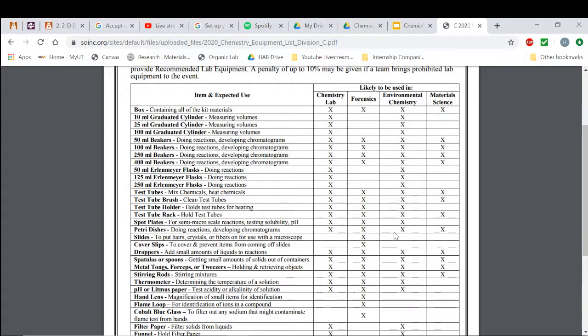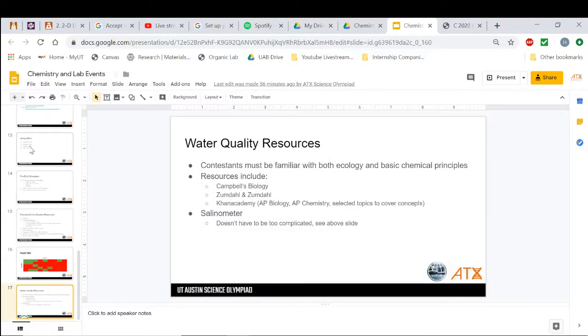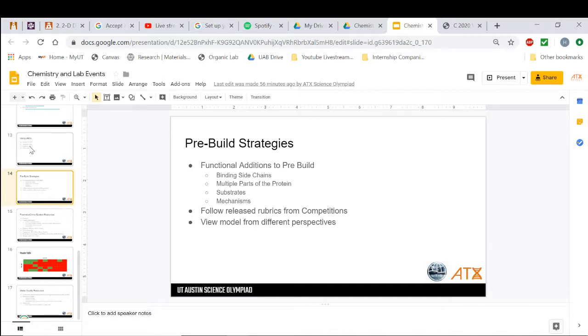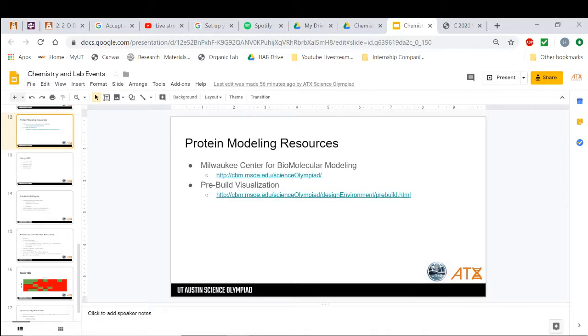Okay. Any more questions? Any other questions before we break for lunch? You've got a slide with protein modeling resources? Yes. Can you put that back up? Is it this one? No. Jmol? That one? Up more? Okay, cool. Yeah, that one.